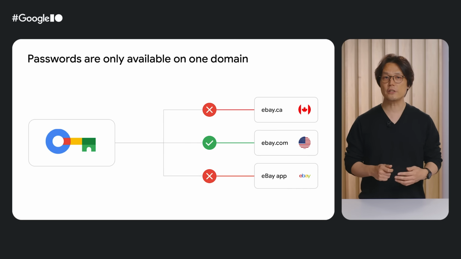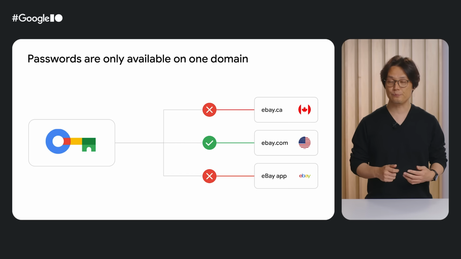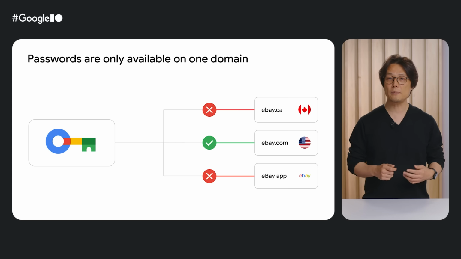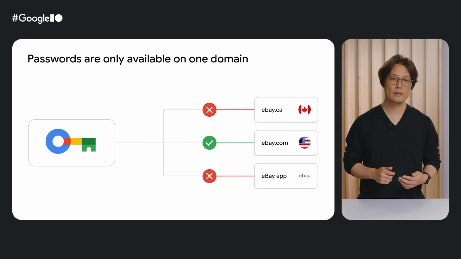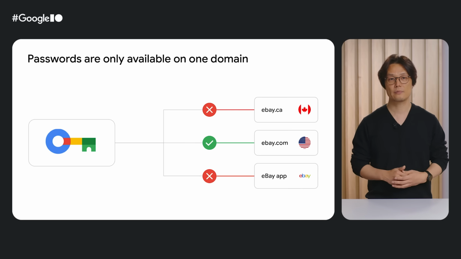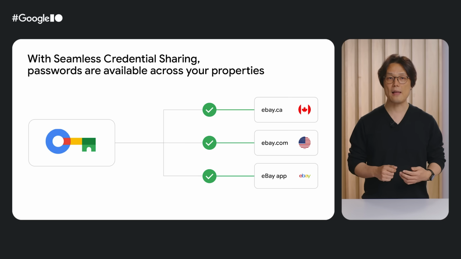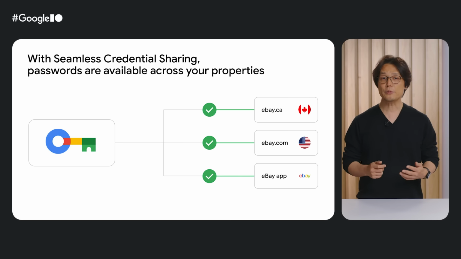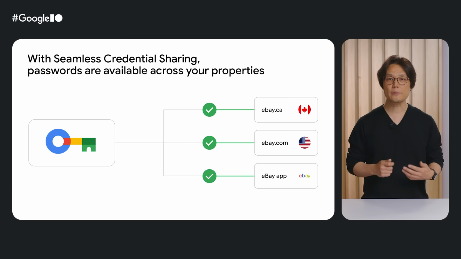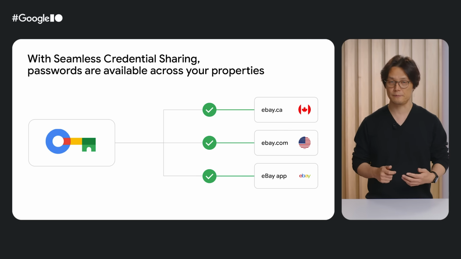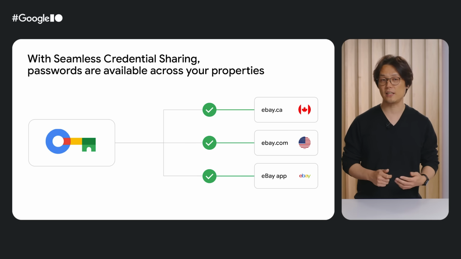As password managers store sign-in credentials per domain, a password saved on ebay.com would not automatically be filled on the app or on ebay.ca by default. This causes friction. Using seamless credential sharing, you can establish an association between your domains and apps. This helps password managers to offer saved credentials across your properties. And that's what eBay did.